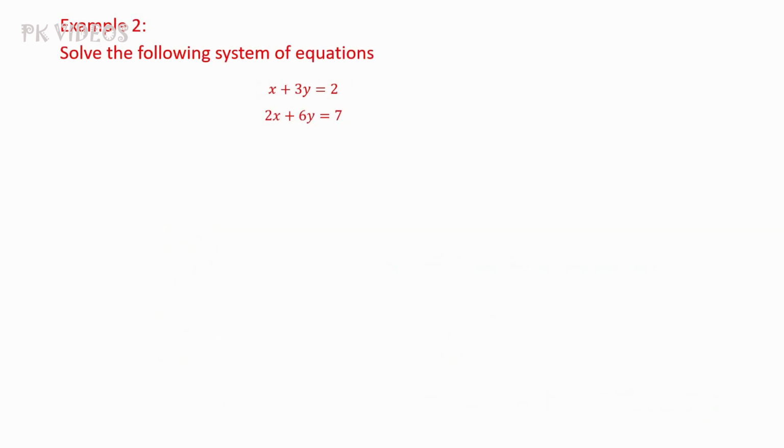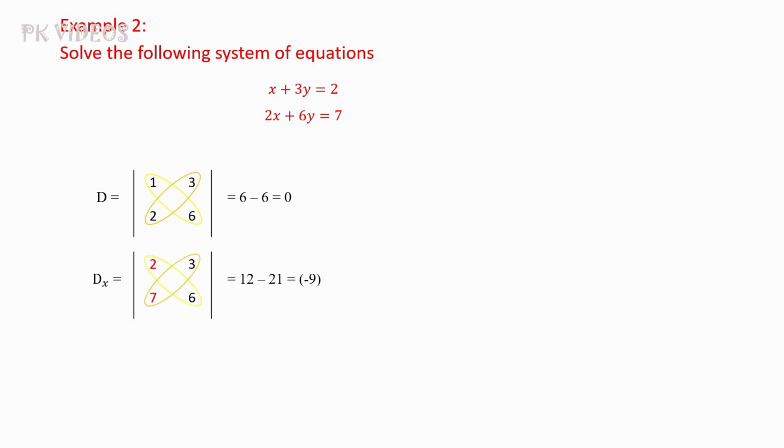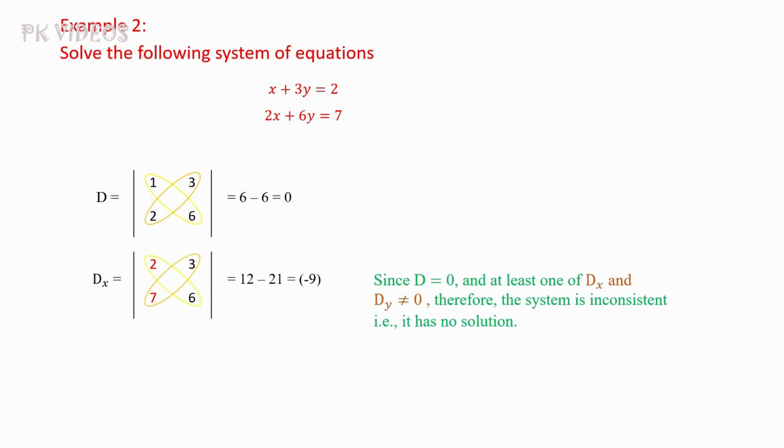Example 2. Solve the following system of equations. Here we see the equations are already in the standard form. Therefore, we find the determinants by using the coefficient of x and y. The determinant for this is 0. Then we find dx by substituting the first column, the coefficient of x, with the constant. We get dx as negative 9.